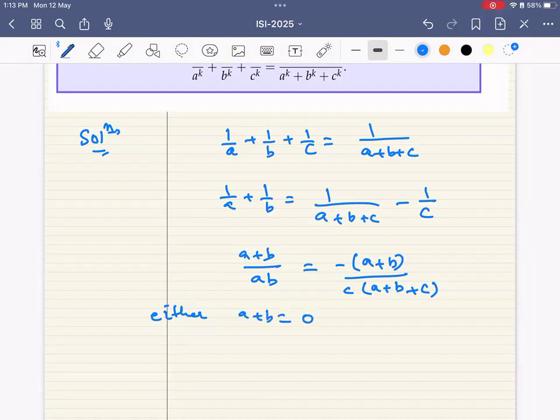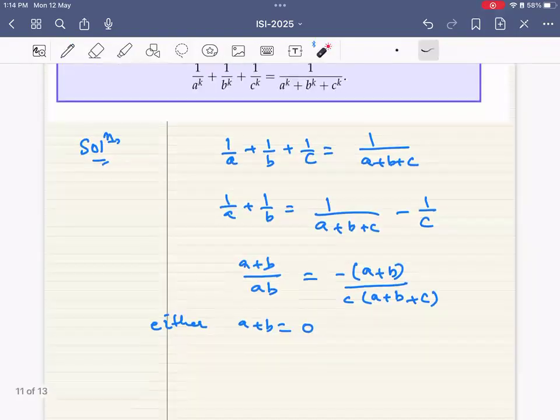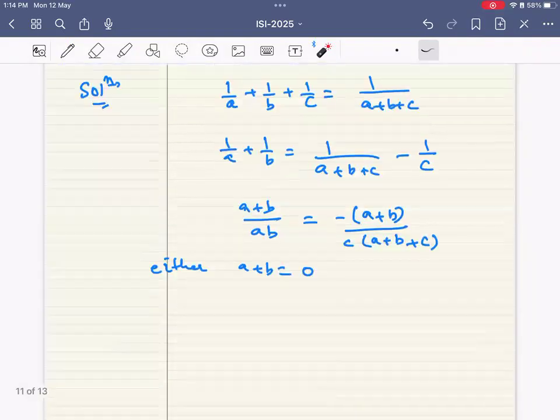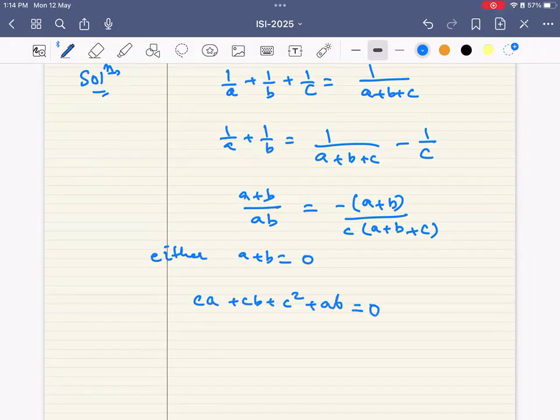And look, if a plus b is 0 then we are done, because just think about it. If a plus b is 0, then a is equal to minus b. And if a is equal to minus b, and k is odd, then these two quantities cancel. And similarly, these two quantities cancel because a is equal to minus b and k is odd. So left hand side and right hand side are equal. Or, if that's not true, what you simply get is that ca plus cb plus c squared plus ab is 0. I did nothing, just simplified from here to here.